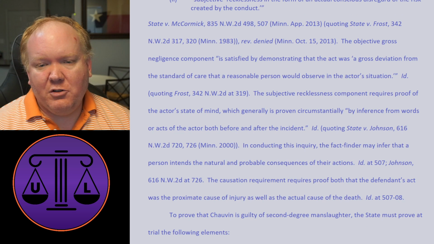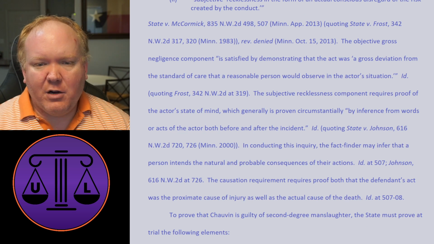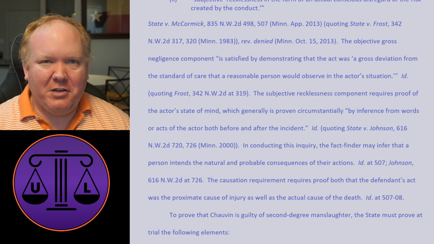The objective gross negligence is satisfied by demonstrating the act was a gross deviation from the standard of care that a reasonable person would observe in the act or situation. We all know the reasonable man test. Just take your everyman and just ask, what would an everyman do?